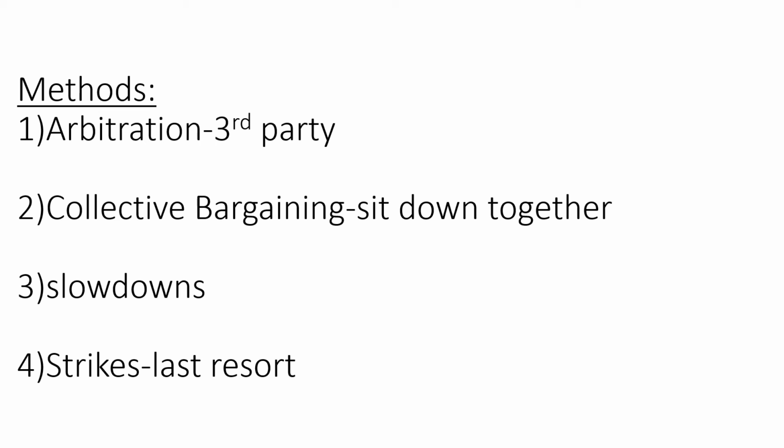If management refused to work with the union, other methods were employed, like a slowdown where workers deliberately worked slower. The last resort was a strike where workers walked off the job.